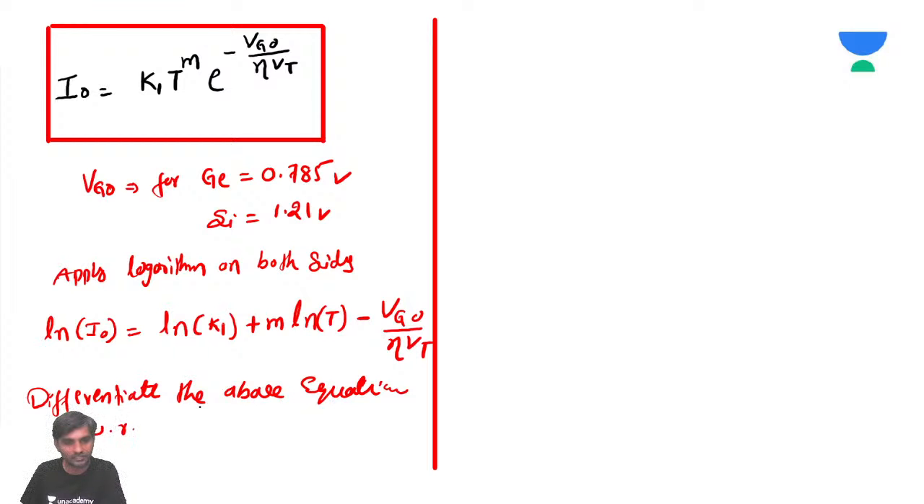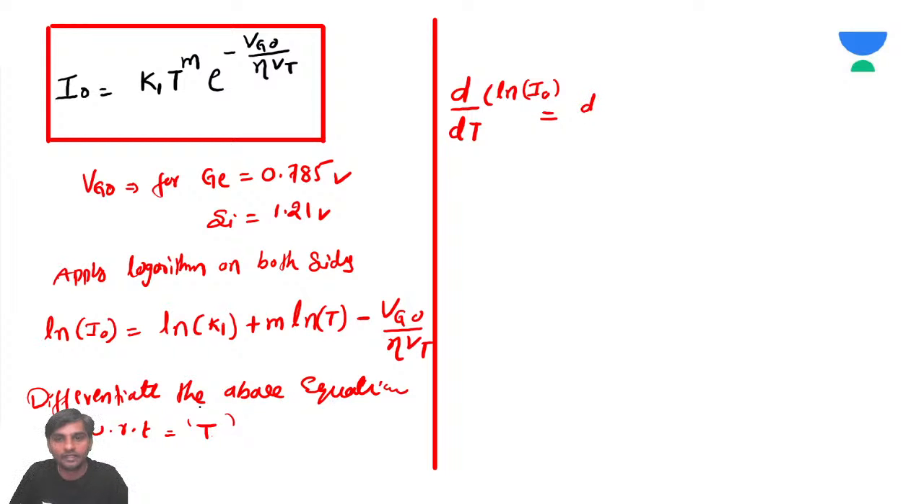With respect to capital T, d by dt of the logarithm of I naught is equal to d by dt of this: logarithm k1 plus m, which is constant. We'll get d by dt of m times the natural logarithm of T, minus 1 by eta, and 1 by eta is constant.